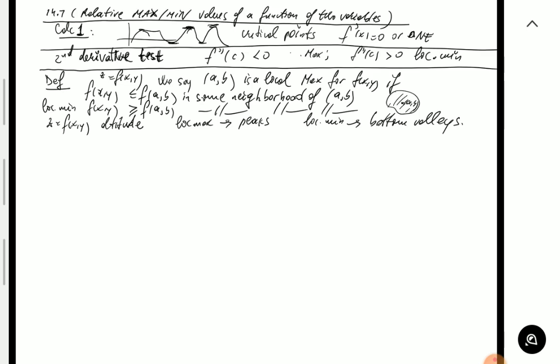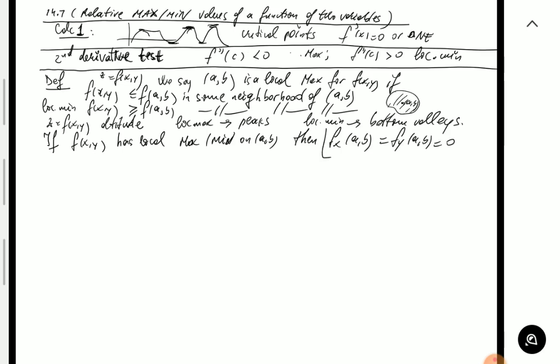All right. So how do we actually figure out these points? Well, again, just like in Calculus 1, if f of x, y has a local maximum or minimum at the point (a, b), then the partial derivatives at that point, partial x at (a, b) for f and partial y at (a, b) for f, vanish at that point.